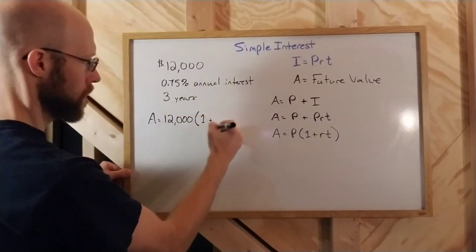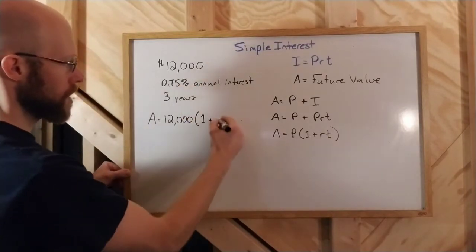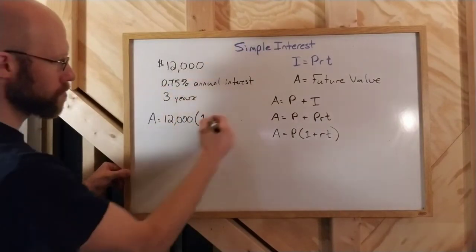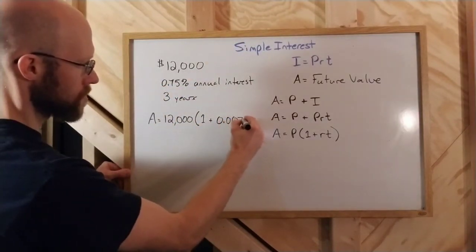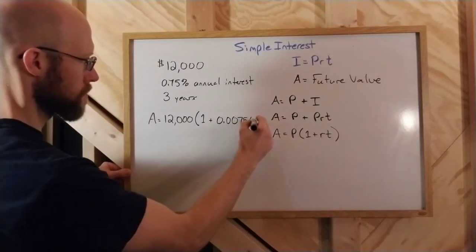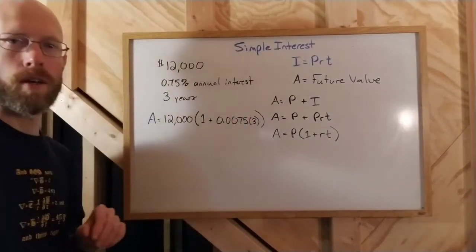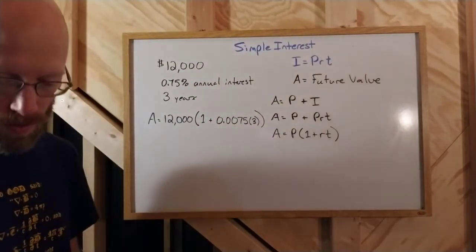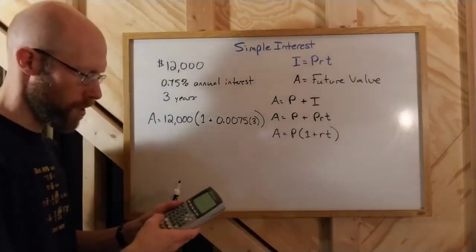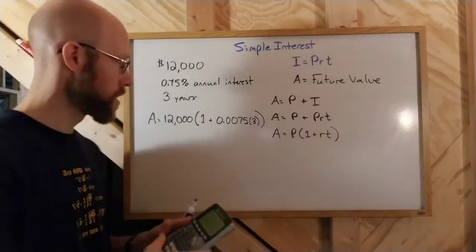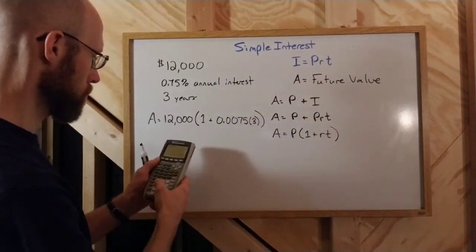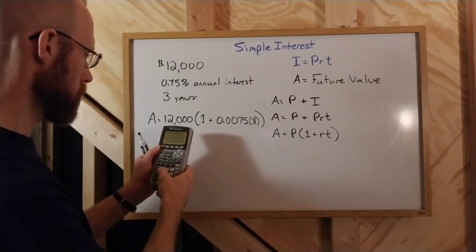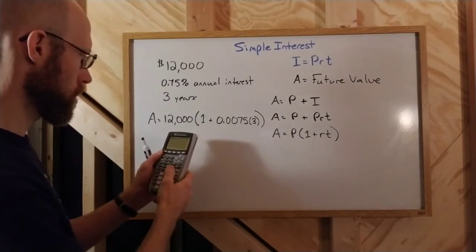times (1 plus RT). Of course, R has to be converted into a decimal, so we move the decimal point 2 places left, 0.0075 times 3. Okay, need a double parenthesis there. And so 0.0075 times 3 plus 1, you could really just put all of this into your calculator if you want. So I put 12,000 parenthesis 1 plus 0.0075 times 3 parenthesis.